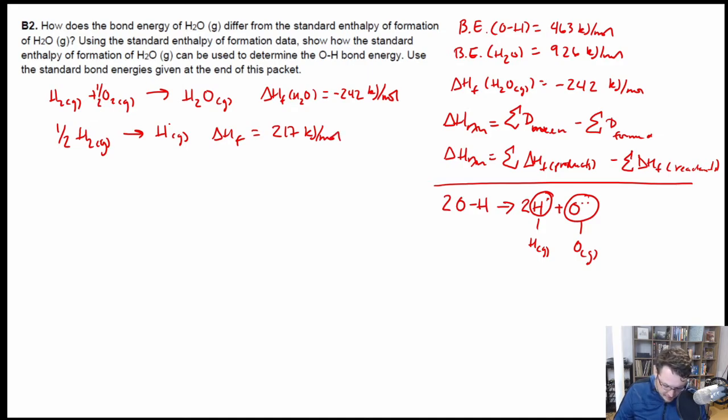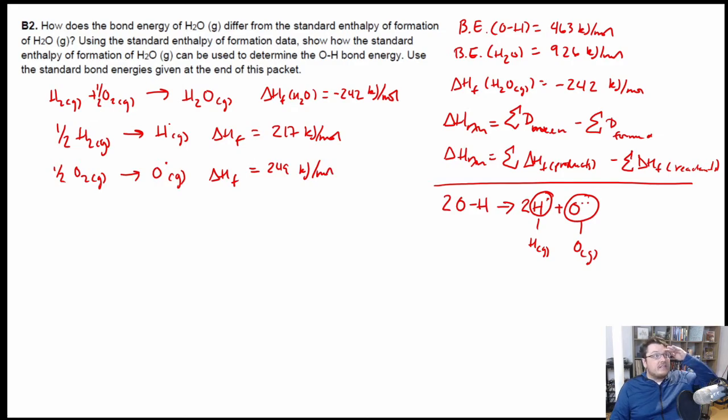And so then same thing if we go into oxygen. That's going to be 1/2 molecule of O2 gas, and that's going to form O dot gas in this case. That's the delta HF, and that will be a value of, where is it, 249 kilojoules per mole. So those are all the delta HF values that we have in these cases right here.